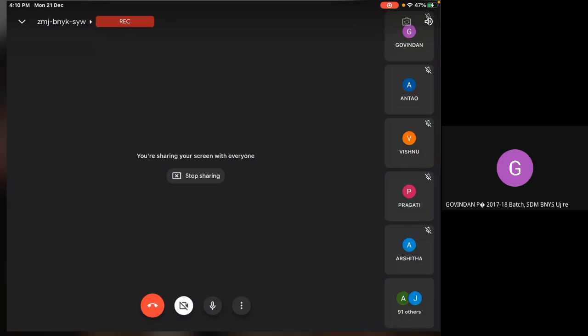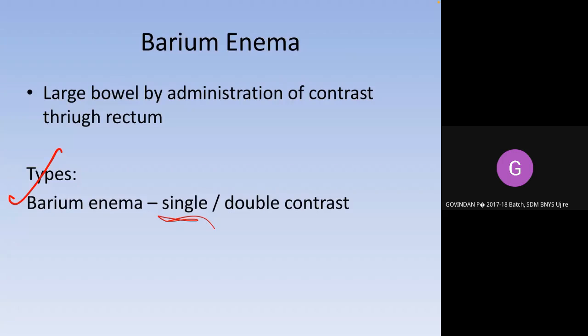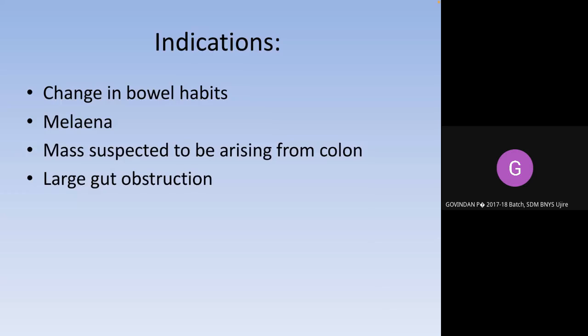Okay. Here there are two types: single, where you use only one contrast, and the other is double contrast. What you do is first you give a contrast, then you line the lumen, and then you give one more contrast. So you come to know better how the architecture of the internal lumen is. Indication for, what is melena?